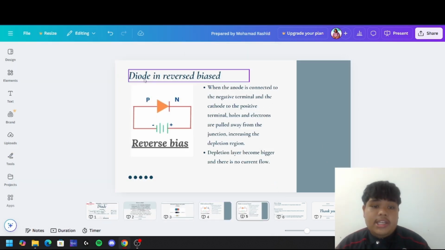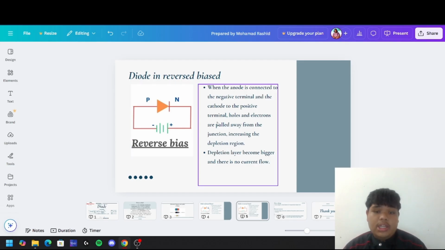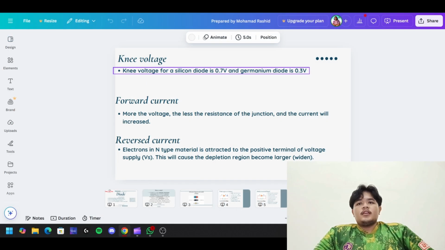Okay guys, this is a diode in reverse bias. As you can see, this is the circuit for a diode in reverse bias. When the anode is connected to the negative terminal and the cathode is connected to the positive terminal, holes and electrons are pulled away from the junction, increasing the depletion region. The depletion layer becomes bigger and there is no current flow. The knee voltage for a silicon diode is 0.7 volts and for a germanium diode is 0.3 volts.